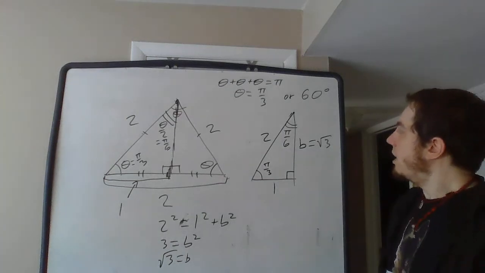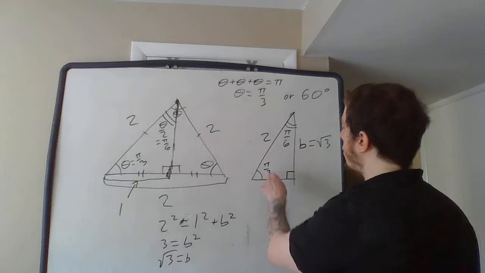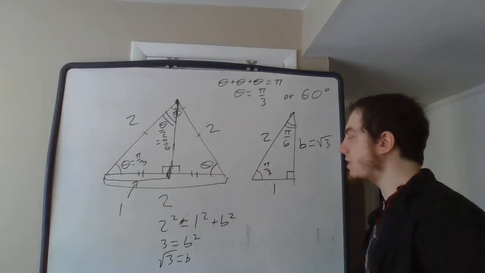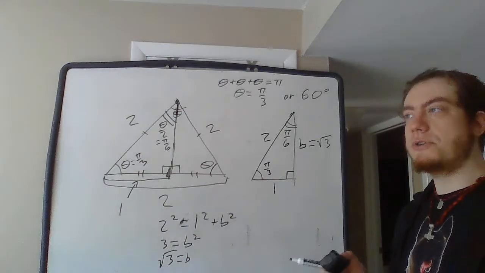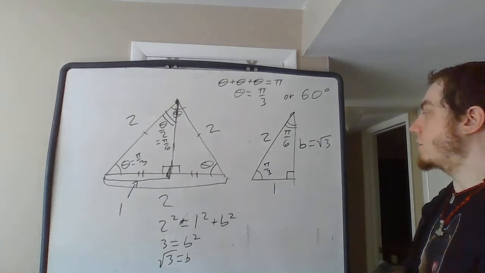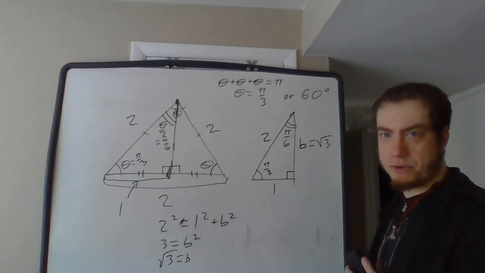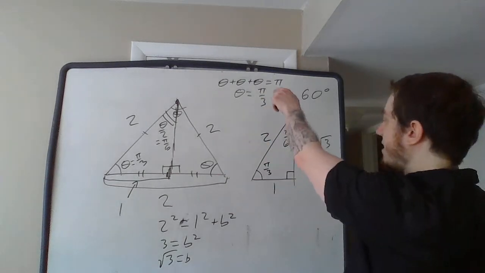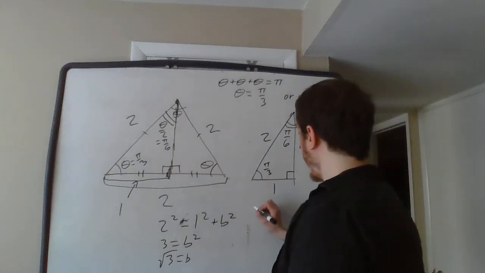But look at this thing now. Now, I have a triangle. I know the lengths of all 3 sides. I know what these angles are. I can now use the fact that the cosine is adjacent over hypotenuse, and the sine is opposite over hypotenuse, and I can write down the sine and the cosine.